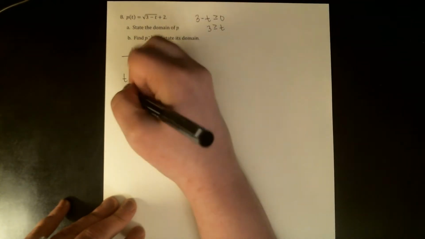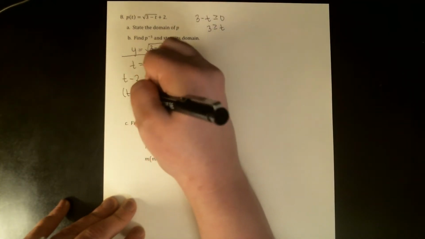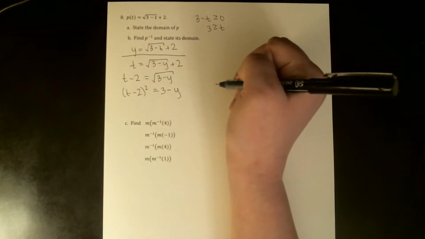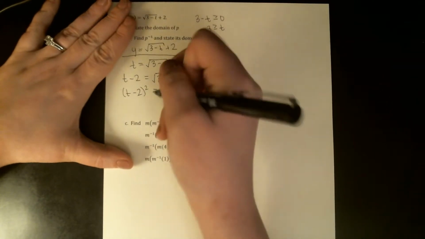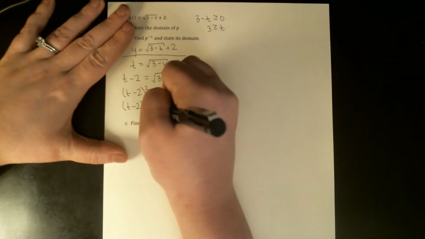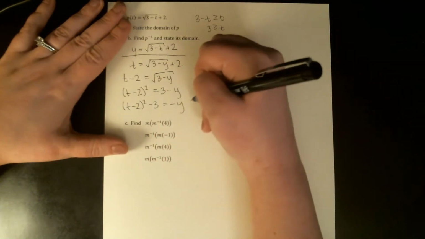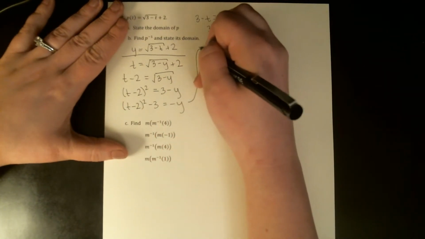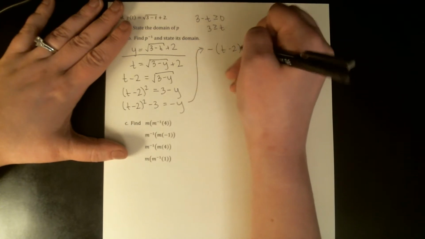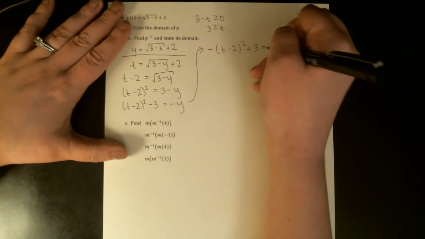We then need to square both sides of the equation to get rid of the square root. We can then subtract the 3. So I have t minus 2 squared minus 3. And then multiply everything by a -1. So negative t minus 2 squared plus 3 equals y.